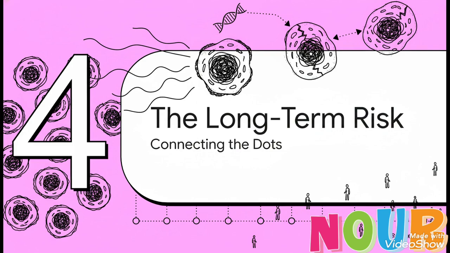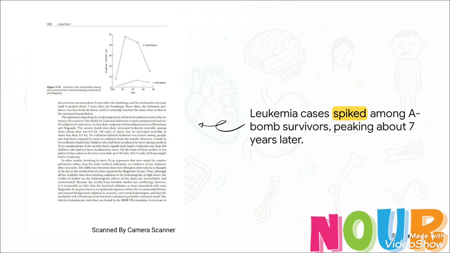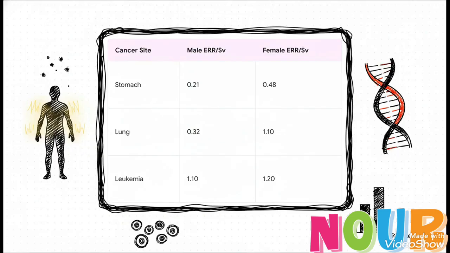Well, the evidence comes from one of the most important and frankly most tragic long-term studies in all of medical history. Take a look at this graph. It shows the rate of leukemia among the survivors of the atomic bombings in Japan. You can see this sharp, absolutely unmistakable spike in cases that peaked about 7 years after the bombings, and then it slowly started to decline. This was the first clear, large-scale piece of evidence that linked a single radiation exposure to a long-term increase in cancer risk. By following these survivors for decades, scientists were able to calculate the risk for different kinds of cancers.